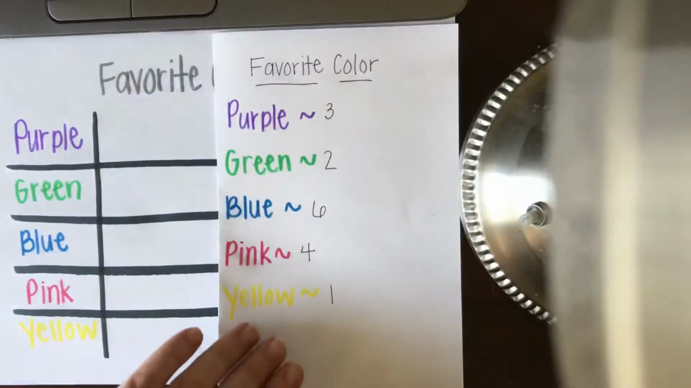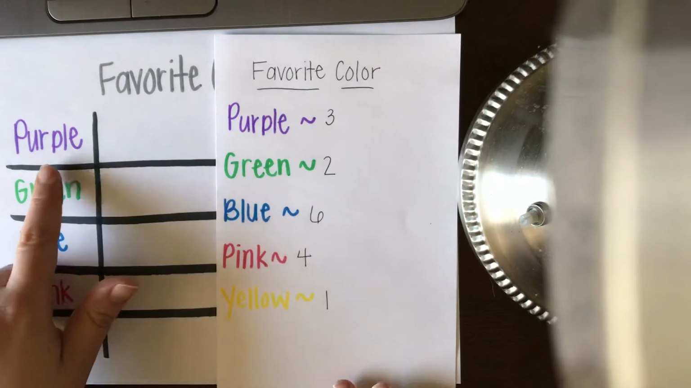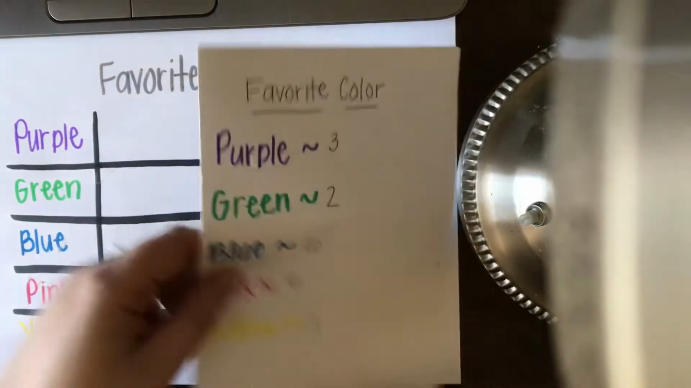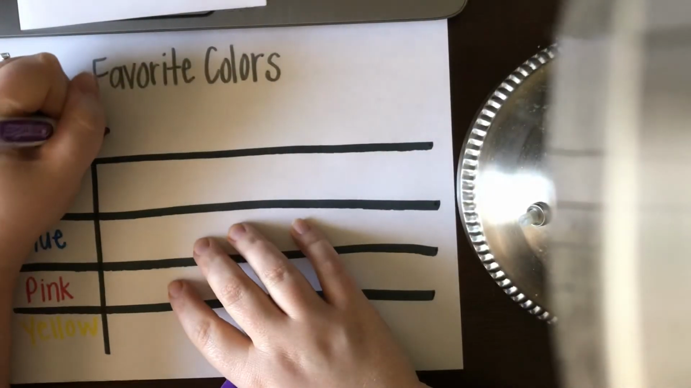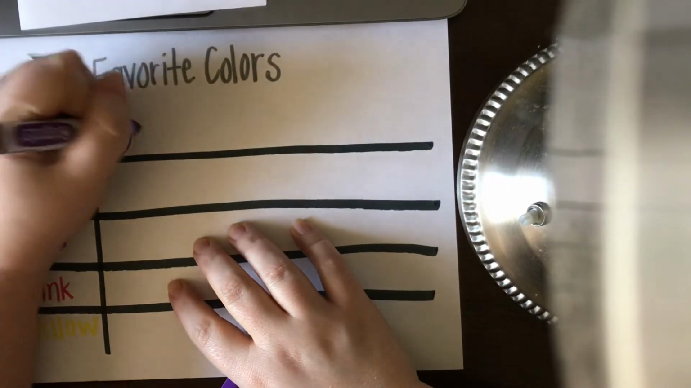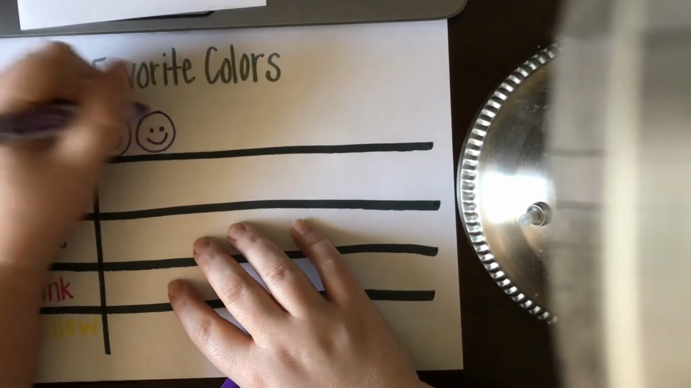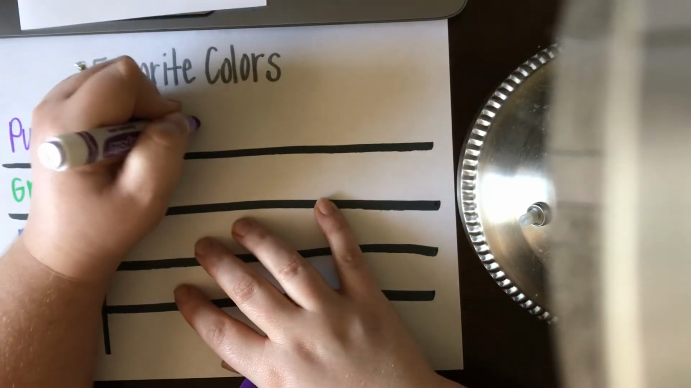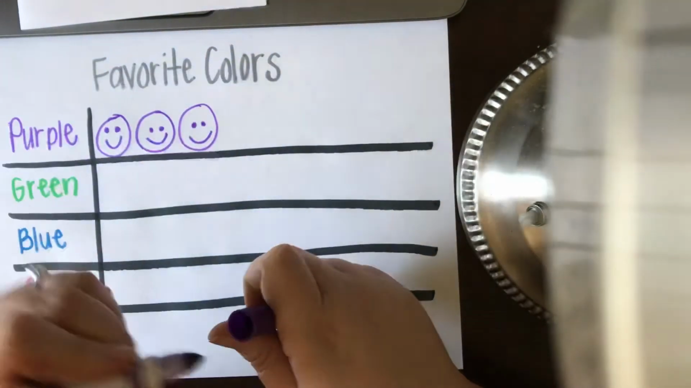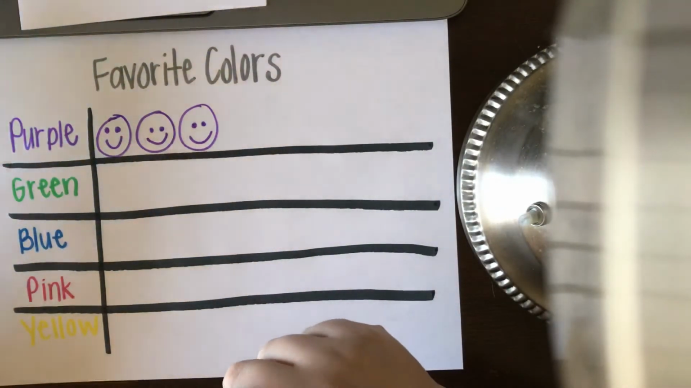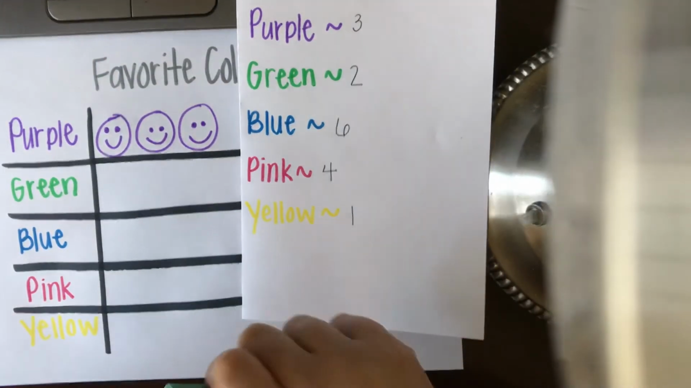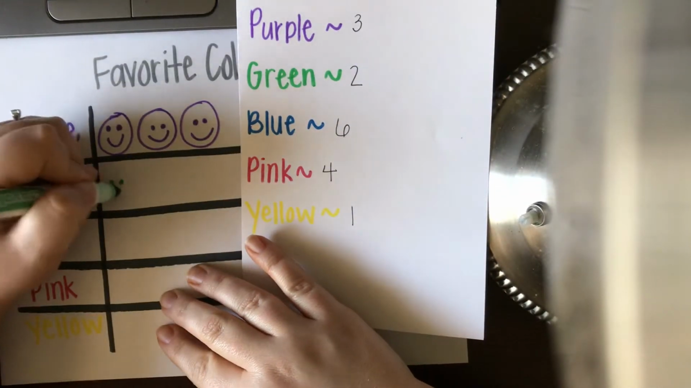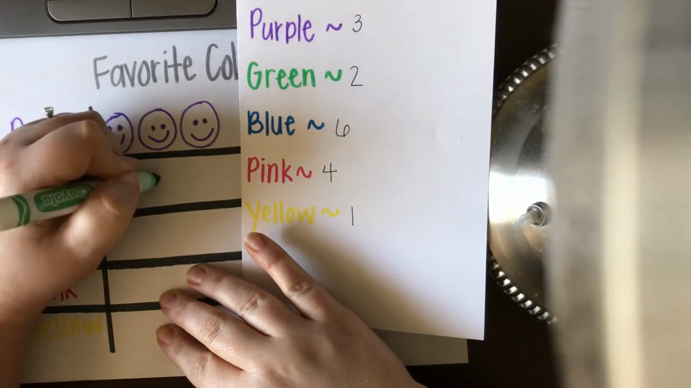So when I come back and I look at my data sheet, first I'm going to look at purple, and I see that 3 of my friends picked purple as their favorite color. So I am going to make a picture, and I'm just going to use smiley faces. You can choose what your picture is. Just make sure that it's nothing that's too complicated. My next color is green, and I had 2 friends that picked the color green.